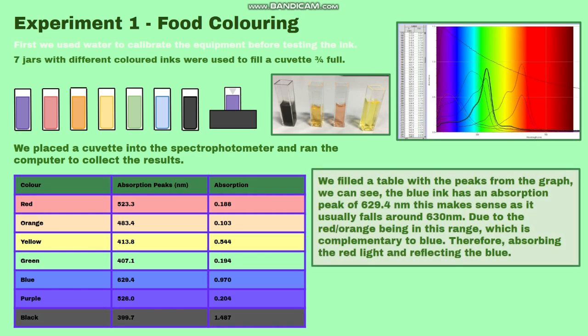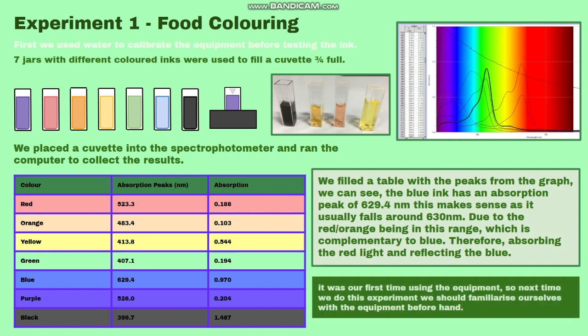As you can see from our results, the blue absorption peak is 629.4 nanometers, which makes sense as it usually falls around 630, as the complementary colour to blue is red and orange, which means that the red and orange would be absorbed and the blue light would be reflected. It was also our first time using such equipment in experiments, so next time we do the experiment, I think we should familiarise ourselves with using the spectrometer and the digital readings so we can get an even more accurate result and run our solutions with even more accuracy.